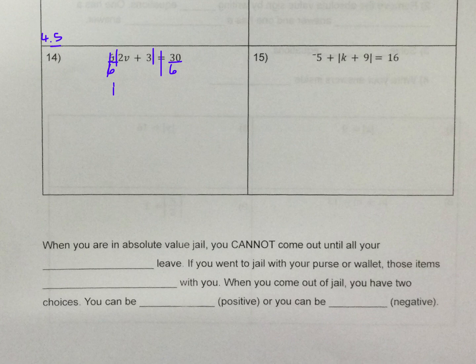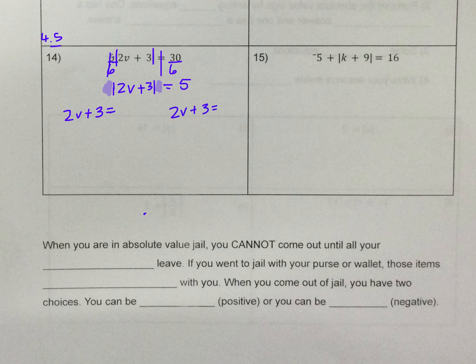So now I have in jail 2v plus 3 equals 30 divided by 6 is 5. Now, there's no visitors on this side, and there's no visitors on this side. So now it's time for him to get out. He went in with a 2v plus 3, so when he comes out, I have 2v plus 3. Now, I'm going to have 2v plus 3.